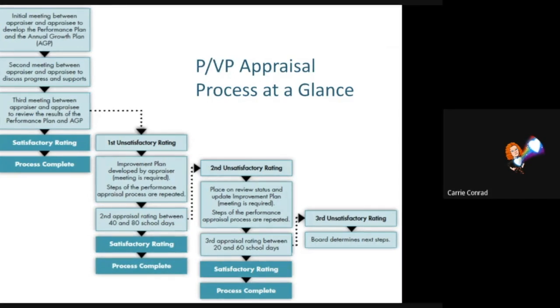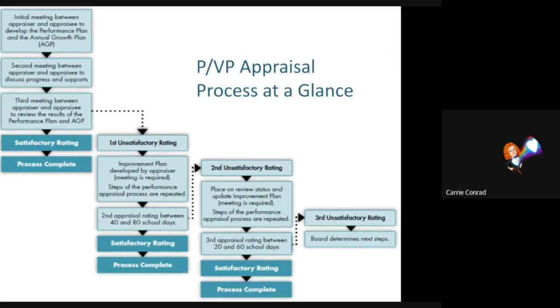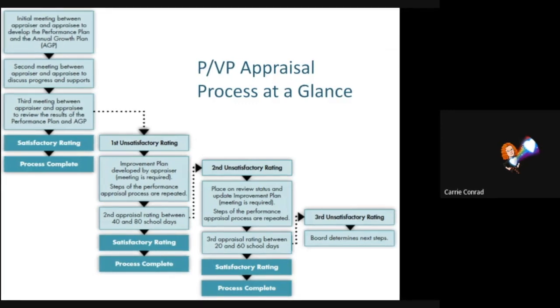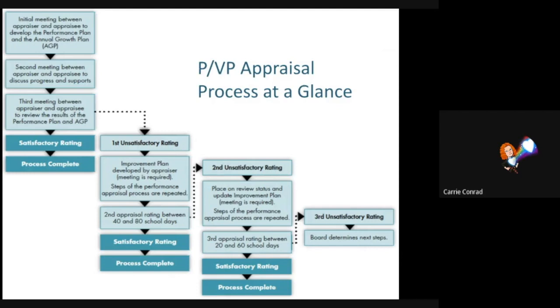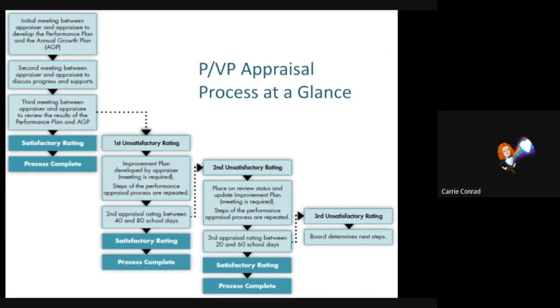Then there's a third meeting between the parties, again, to review the results of the performance plan and the annual growth plan. That often results in a satisfactory rating and the process is complete. Sometimes, though, it may be that there's an unsatisfactory rating. What that means is that an improvement plan is required to be developed by the appraiser, and a meeting is required, and the steps of the performance appraisal are repeated, as you've already gone through. Then there's a second appraisal, and that occurs between 40 and 80 school days. Again, optimally, that results in a satisfactory rating, and the process is complete.